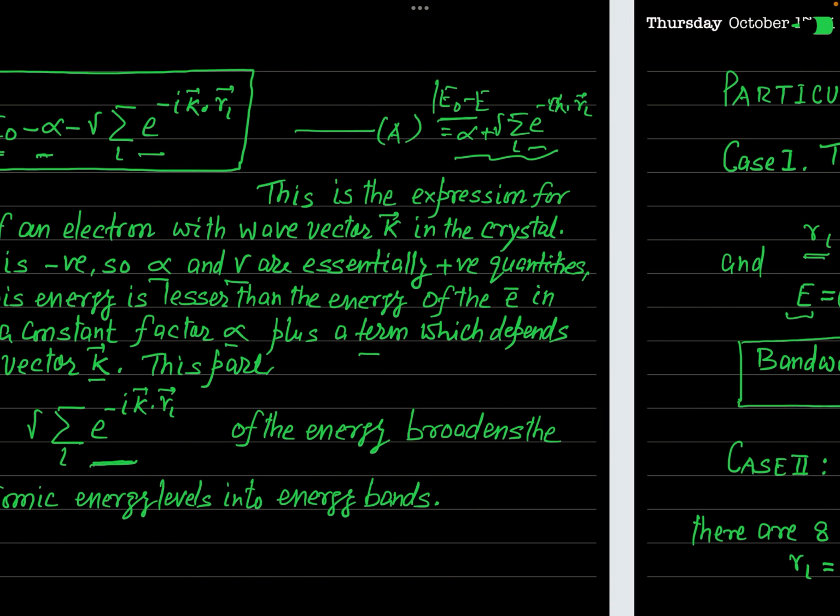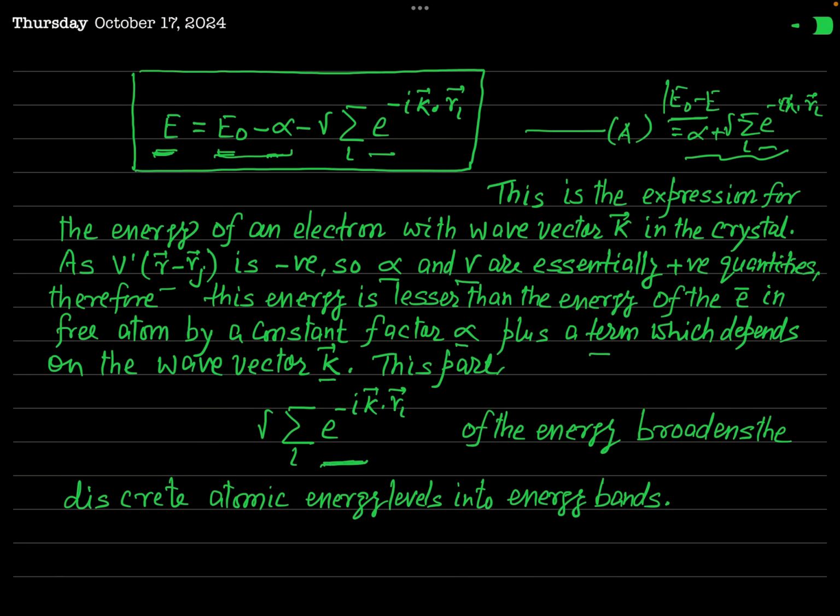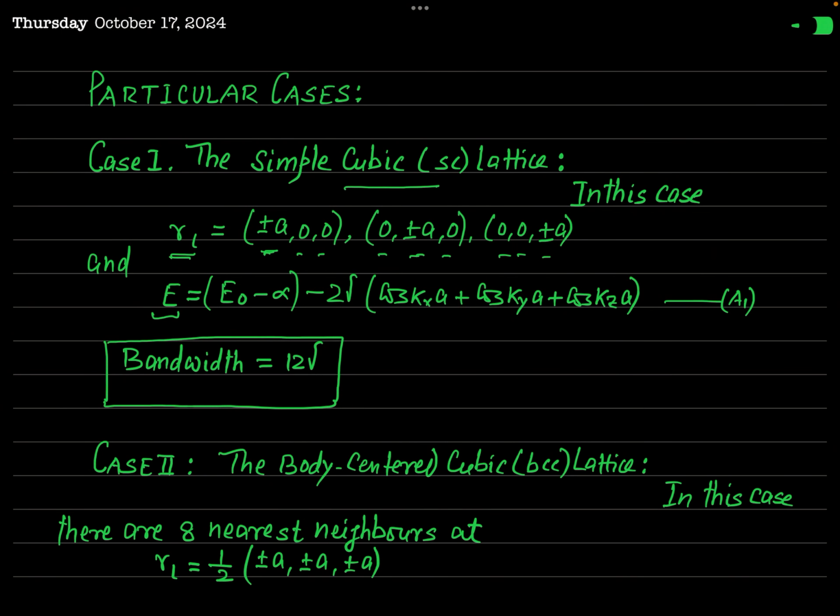In this condition, what will be the value of E? E will be equal to E naught minus alpha, which will remain at each, and gamma will also be at each. But the last term will be equal to minus 2 gamma times cos kx a plus cos ky a plus cos kz a. And in this condition, the bandwidth is equal to 12 gamma. What is bandwidth? You should remember it: bandwidth will be 12 gamma.